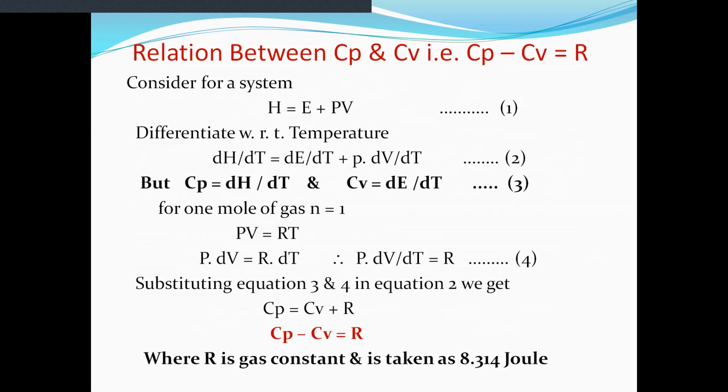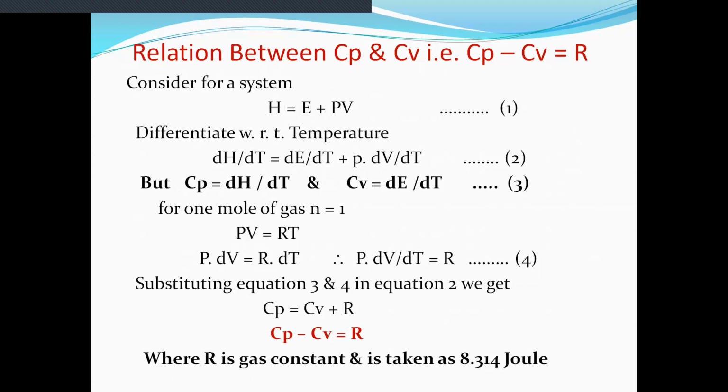Now today we see the relation between molar heat capacity at constant pressure and molar heat capacity at constant volume, that is Cp and Cv. That is, Cp minus Cv is equal to R. This is the relation between Cp and Cv, that is molar heat capacity at constant pressure and molar heat capacity at constant volume. Now we have to prove this, that Cp minus Cv is equal to R.